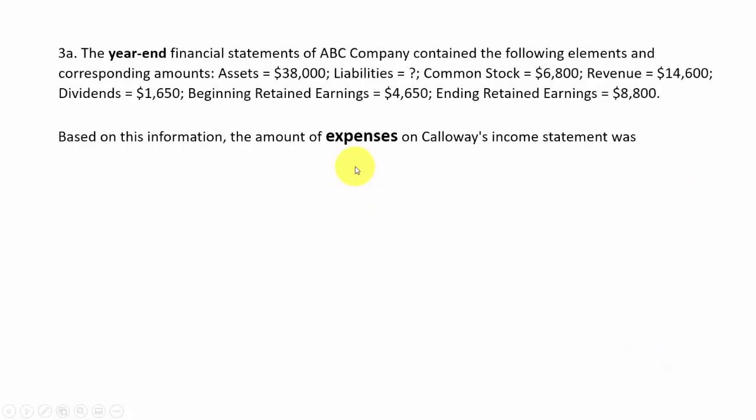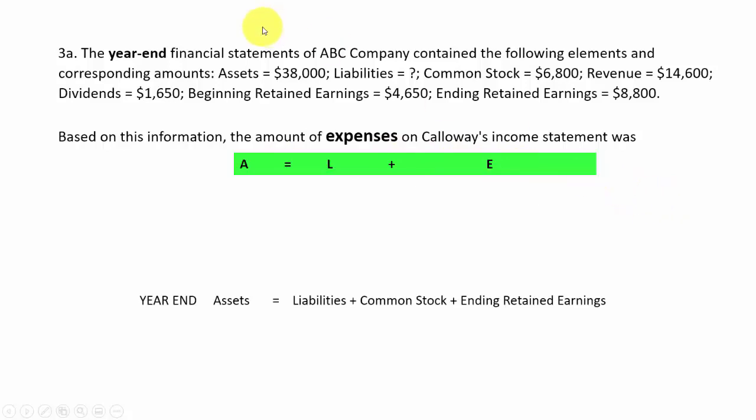This question wants to know, what would the amount of expenses be on the income statement? It says the year-end financial statement of ABC Company contained the following elements. Let's put our accounting equation up here. Remember, this has always got to be in balance, and it's always got to be in balance at every point in time. And so they gave us the year-end information for this company.